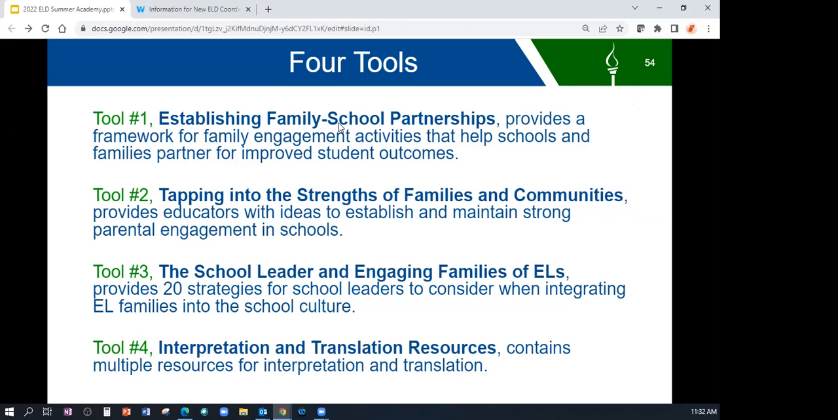The first one is talking about establishing a school family partnership. It gives you a framework for setting something up in your district, and then how to tap into the strengths of families and communities. It gives you some ideas for engaging your community. And then tool 3, the school leader and engaging families of English learners, gives you 20 strategies to consider. And then interpretation and translation resources, some places, some organizations that you can utilize for services if you need them.